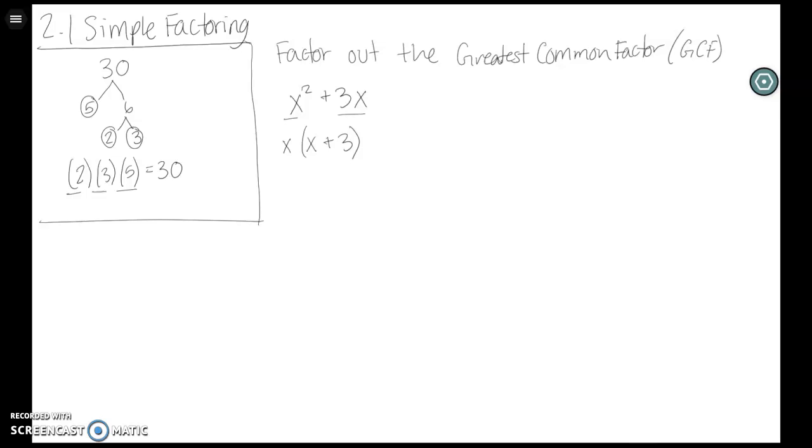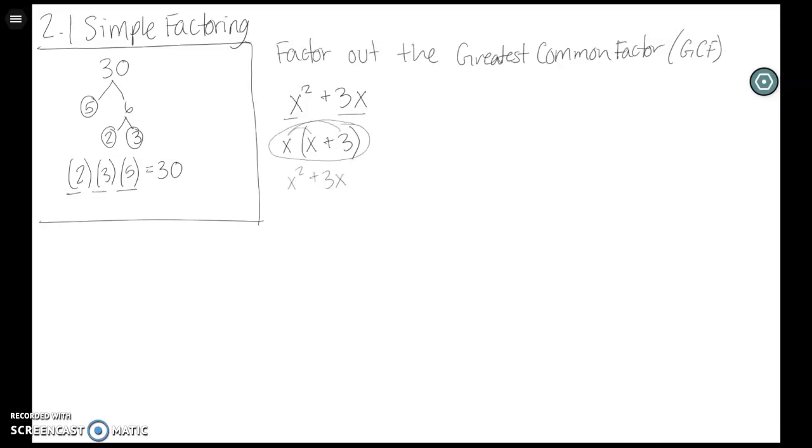You can always check your work with polynomial factoring by going back and multiplying. If I distribute this x back inside my parentheses, like we did in the last unit, I would get x squared plus 3x, which is what I started with. So that means that I did, in fact, factor right. Factoring is super easy to check because you can just multiply back. But this right here would be the factored version of the polynomial.